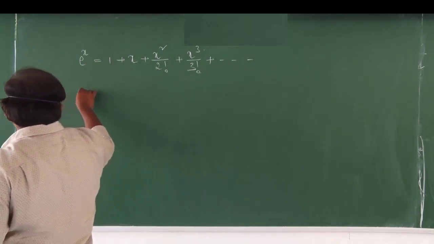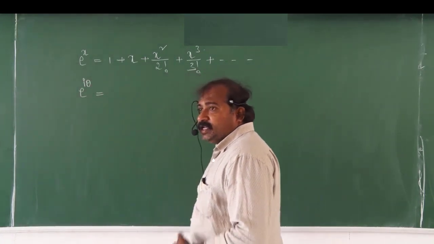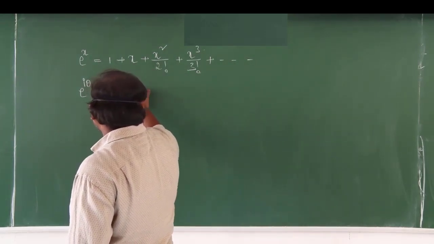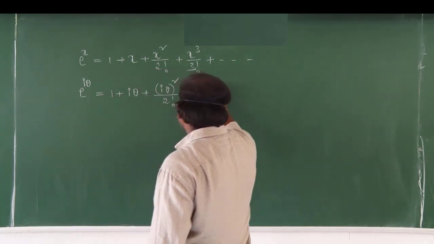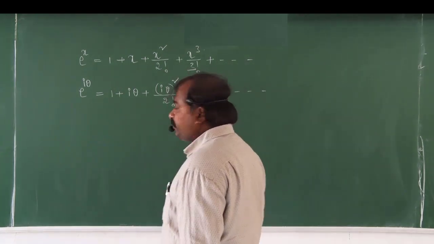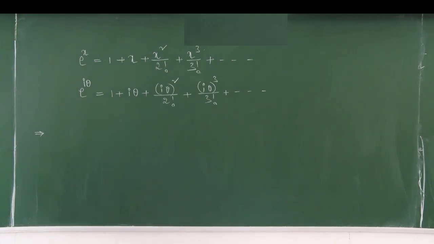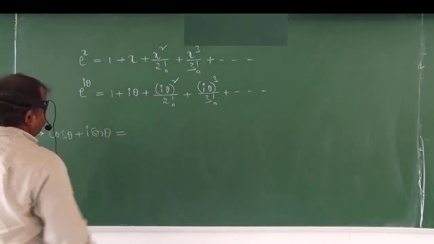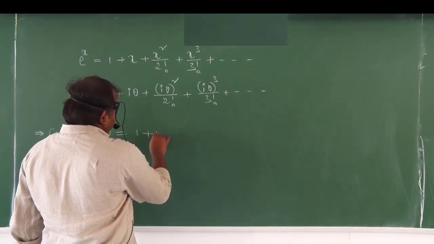Now for e power i theta, wherever the x value is there, if I replace it with i theta, then we get 1 plus i theta plus (i theta) whole square by 2 factorial plus (i theta) whole cube by 3 factorial, and so on. Which implies e power i theta, which means cos theta plus i sin theta, equals 1 plus i theta.